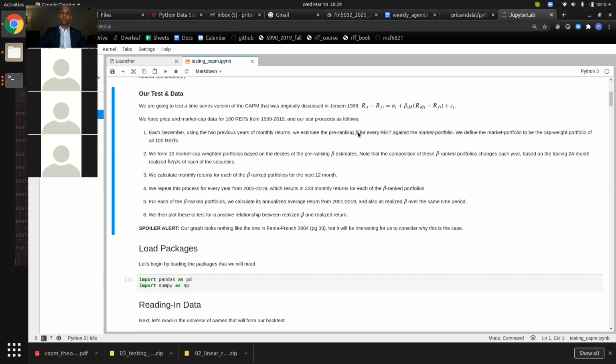Once we have these pre-ranking betas, some betas that are high, some that are low, we're going to order them all and form 10 market cap weighted portfolios based on the deciles of these pre-ranking betas. What does that mean? It means we take the REITs with the top 10 highest betas, put them in a portfolio, then the next 10 highest betas, put them in another portfolio, and so on and so forth. But we're going to change the composition of these beta rank portfolios each year. At any given time, there is a top decile beta rank portfolio, but the constituents of that portfolio are going to change once a year based on this 24-month trailing beta exercise that we do.